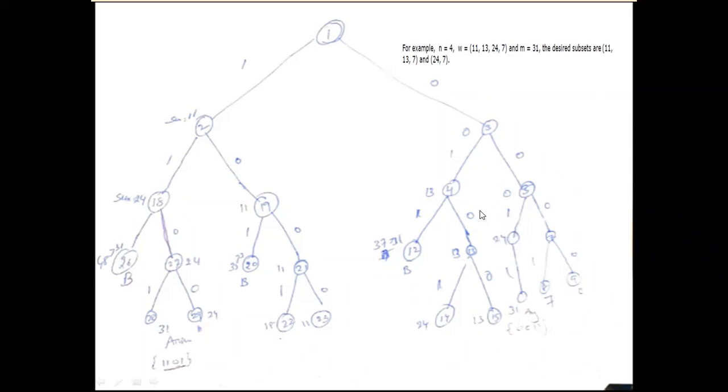The third element is 24, sum equal to 24. Now the sixth element generated children, that is the 10th node. 10th node means the fourth element is included in the sum.